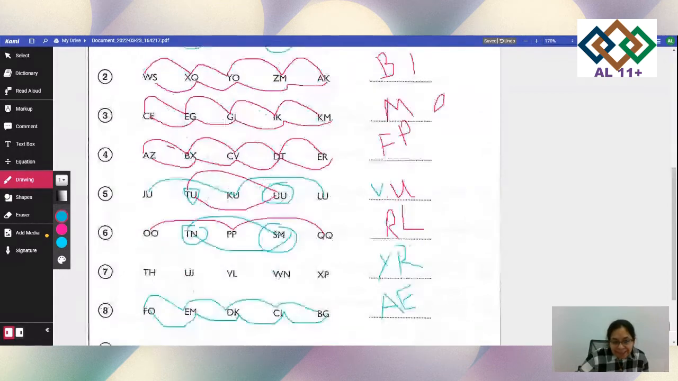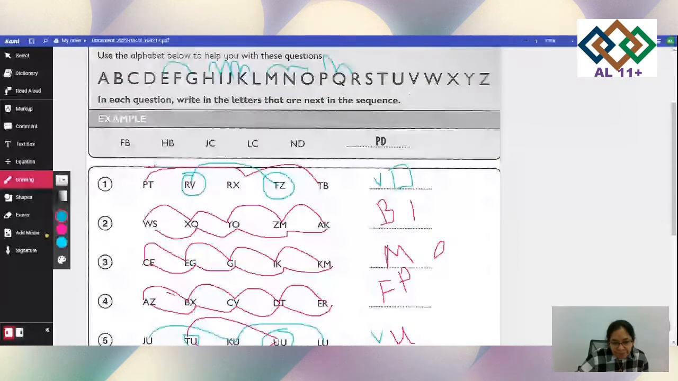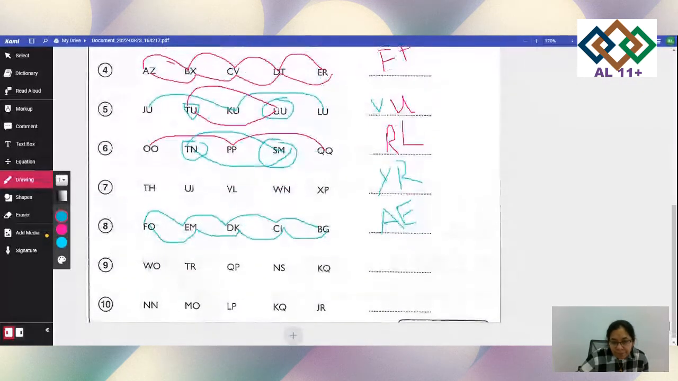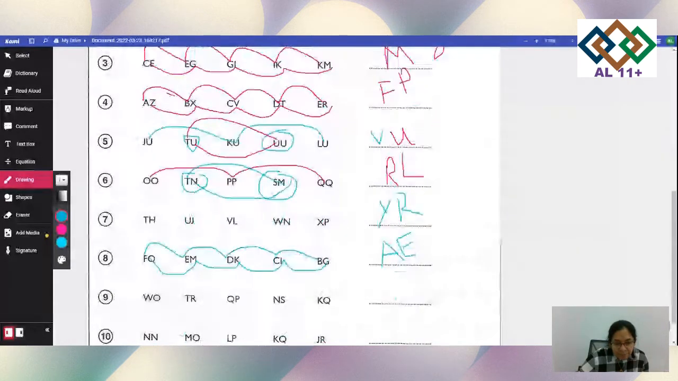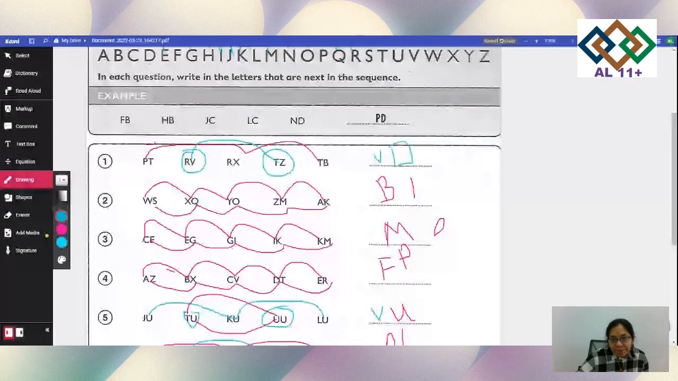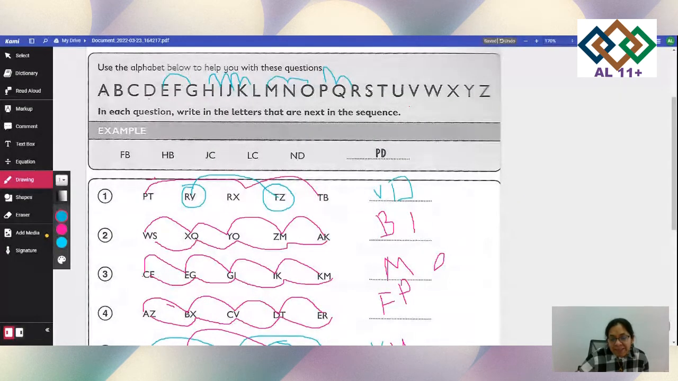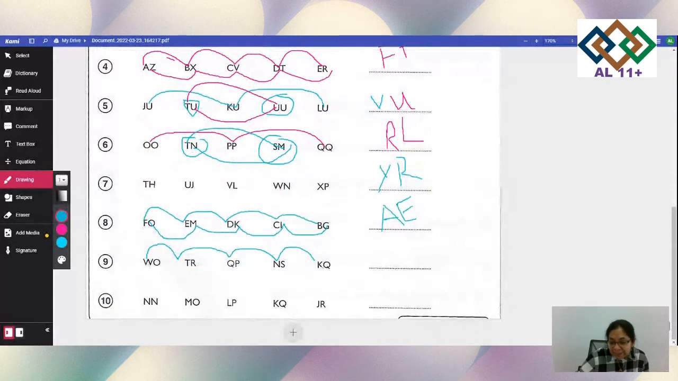In the next pattern, they have said W to T, T to Q, Q to N, and N to K. So if you look at this one, T to Q, they're going minus 1, minus 2, minus 3. They are going minus 3 in all of them. So the first pattern is minus 3.